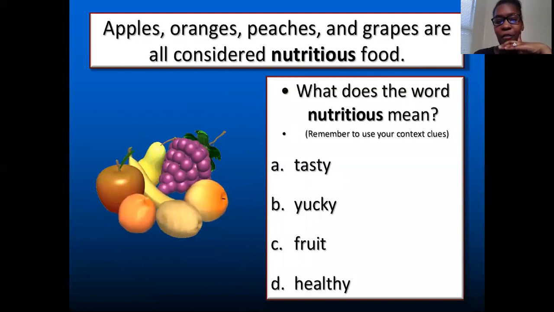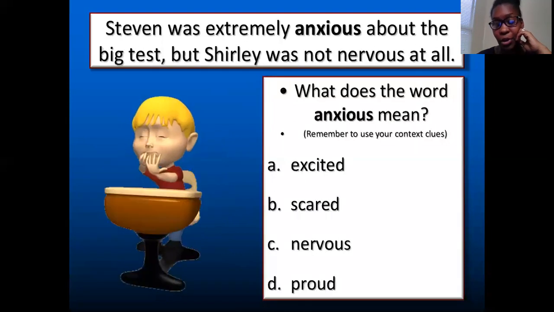So let's check C, fruit. Now, true, all of these choices are fruit. However, there are other foods that are nutritious that aren't fruit. So C couldn't be the answer. Let's check D, healthy. Now, we have all 4 different types of fruit, and we know that fruits are healthy for us. So if something is nutritious, it has to mean that it is healthy. Very good. Notice that we're having a thought process as we go through these answer choices. I hope that you do the same thing when you try to figure out what words mean.